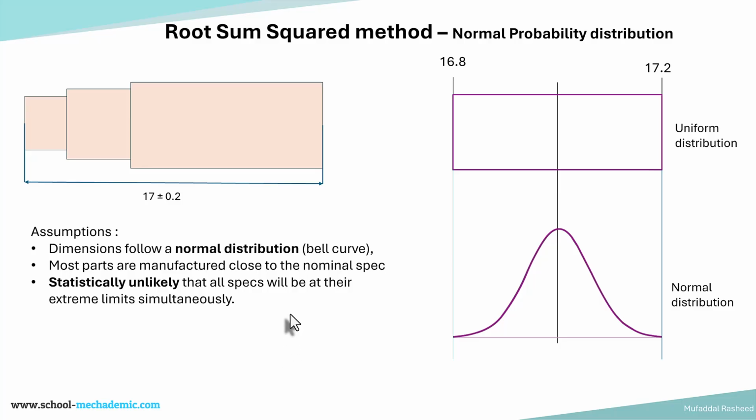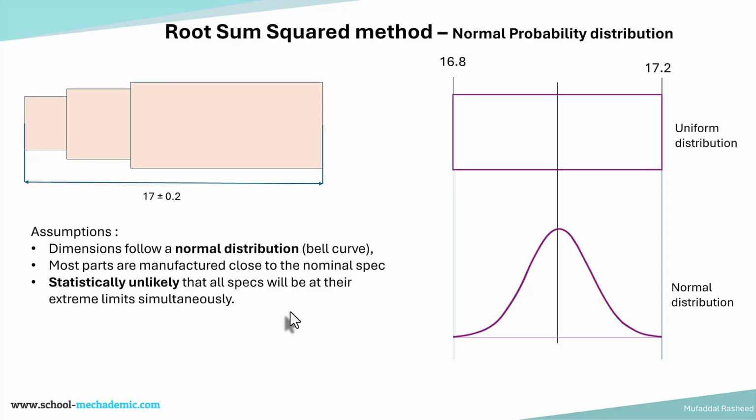So as in the case of the earlier stackup, which we had seen, 1, 2, 3, in that case the probability of all three specifications being at their extremes simultaneously is very, very low. Statistically, it's very low if we consider the variations to follow the normal distribution. And most manufacturing processes, the most common ones, follow the normal distribution.